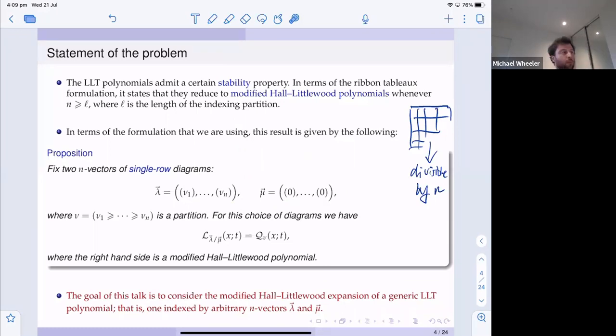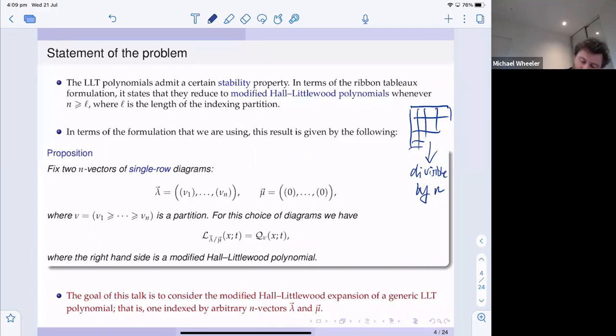So empty diagrams. For this particular choice, where nu is equal to a partition, we find actually that the LLT polynomial becomes equal to this object here. And this is the modified Hall Littlewood polynomial. Again, I haven't actually defined what modified Hall Littlewood polynomial is. We'll see an explicit formula for it later on in the talk as well. So if you like, those explicit formulas could be taken as the definition.